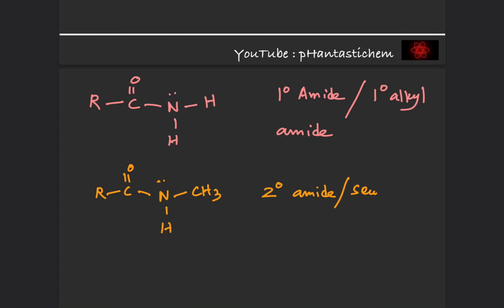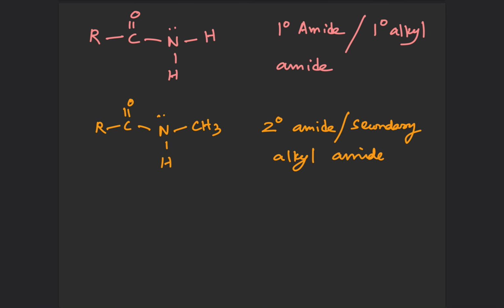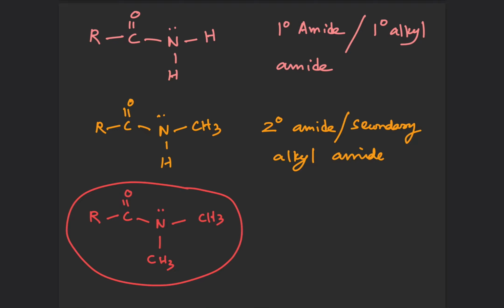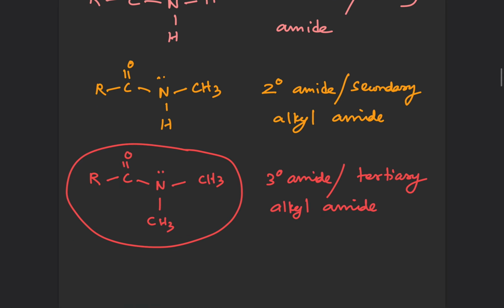It is also known as a secondary alkyl amide, as nitrogen is attached to two carbons. And RC double bond O, N connected to CH3, connected to another CH3 and a lone pair, this guy is an example of a tertiary amide. It is also known as a tertiary alkyl amide, as you can see nitrogen is attached to three carbons, 1, 2, 3.